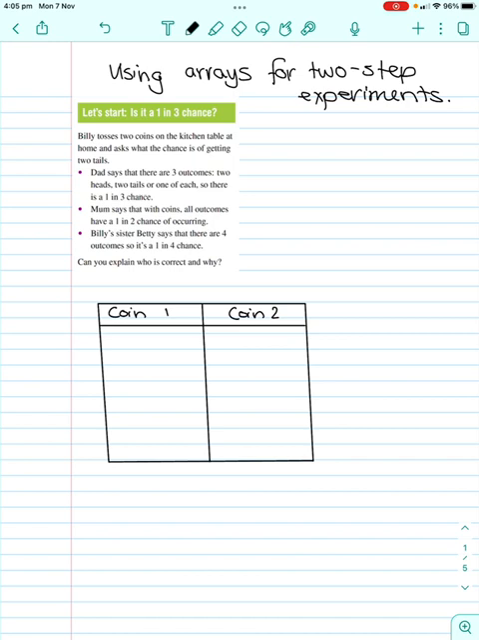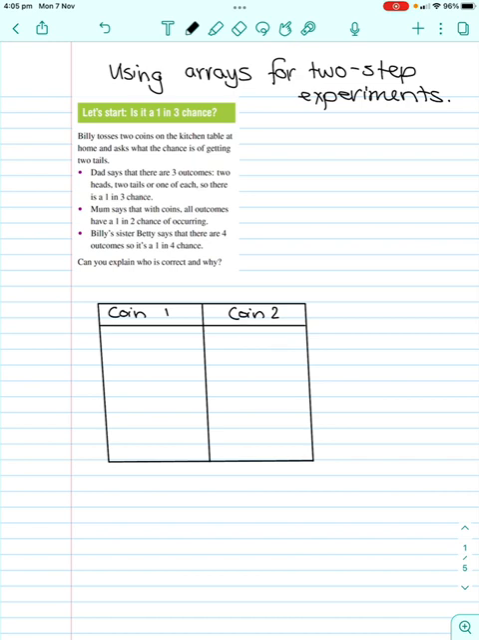So an array is basically a table, a graphical way for us to show possible outcomes within a probability experiment. To begin with, we're going to have a look at this little situation called Is It a 1 in 3 Chance? So we've got Billy, and he's tossing 2 coins on the kitchen table at home and asks what's the chance of getting 2 tails. His dad says that there are 3 outcomes. You can either get 2 heads, 2 tails or one of each, so there's a 1 in 3 chance.